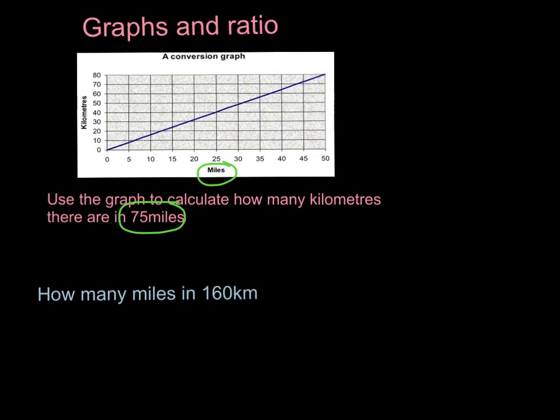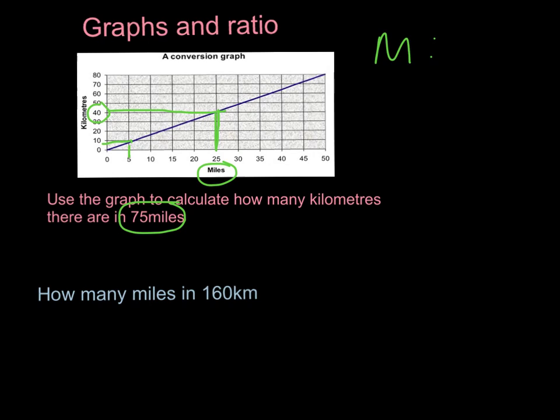Firstly, you need to find a nice position. So for example, if you try and read off 5 miles, it's really hard to get exactly how many there are. So you try and look for a point which cuts through both parts of the axes. So 25 miles, and that cuts through nicely at 40.